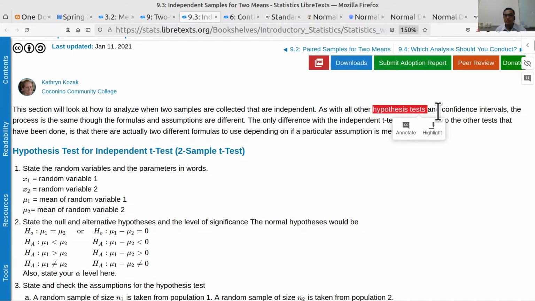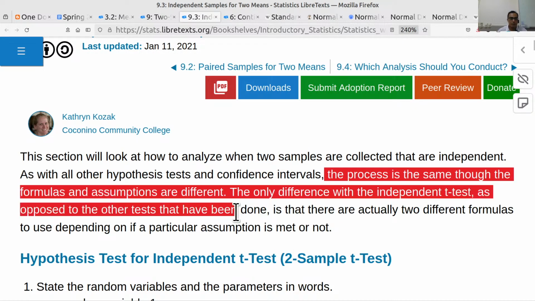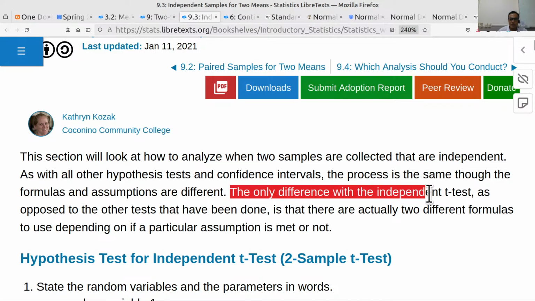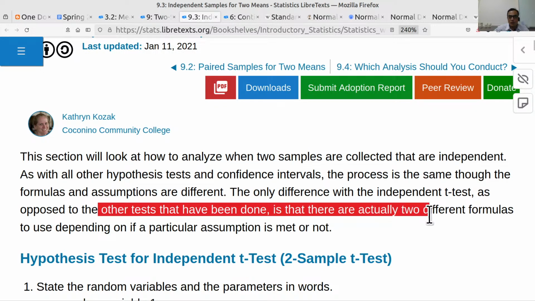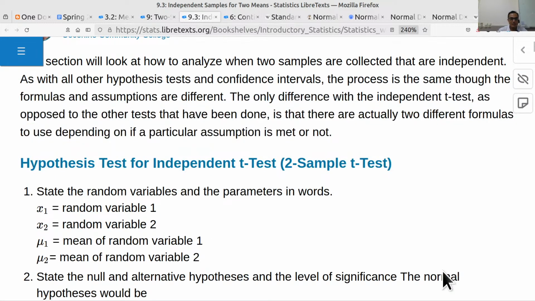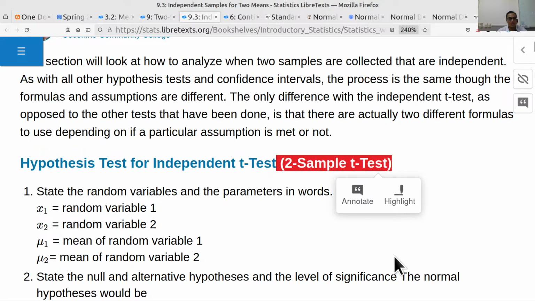Okay, then we can see confidence intervals. The process is the same through the formulas, but the assumptions are different, and so are the differences between the independent t-test as opposed to the other tests that you have done. There are actually two different formulas to use depending on whether a particular assumption is made or not. And here is the hypothesis test for the independent t-test, the two-sample test.